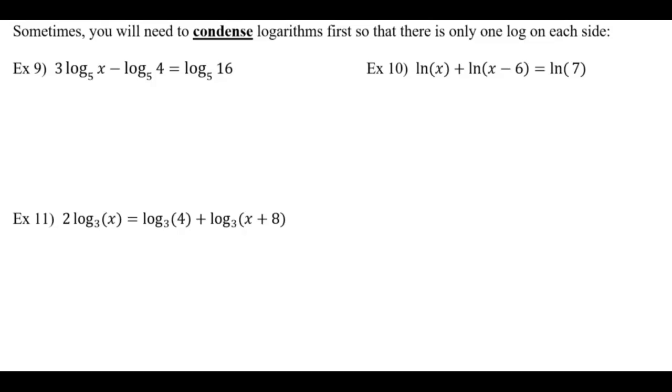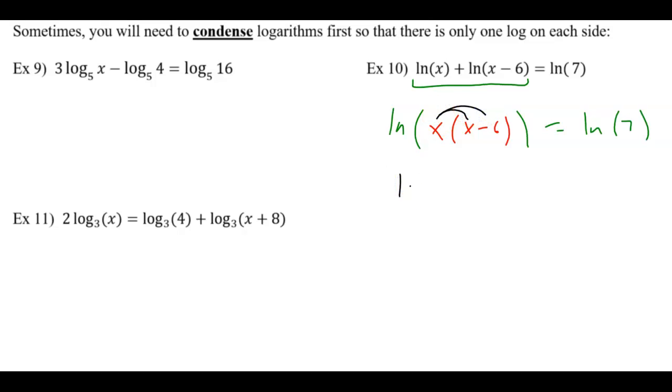So once again, I need to condense these. And the way we condense them is by multiplying in this case, because the two natural logs are added together. So this becomes natural log of x times x minus 6 equals natural log of 7. Okay, and then for the x times x minus 6, we need to distribute that through. So this becomes natural log of x squared minus 6x equals natural log of 7.